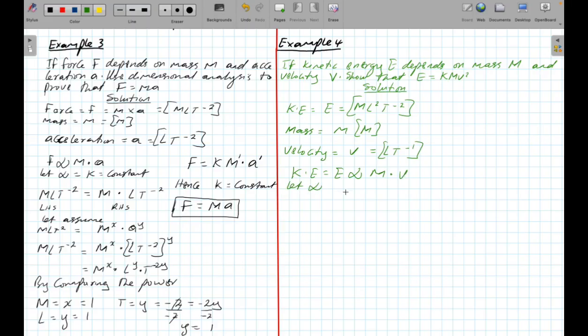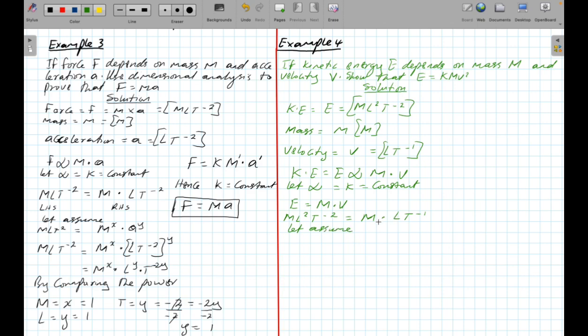Let the proportionality sign be equal to k, and k is constant and dimensionless. So we can say E now is equal to kmv. Let's take the dimension of energy, which is ML raised to the power of 2, T raised to the power of minus 2, is equal to m multiplied by the dimension of velocity, which is LT raised to the power of minus 1.